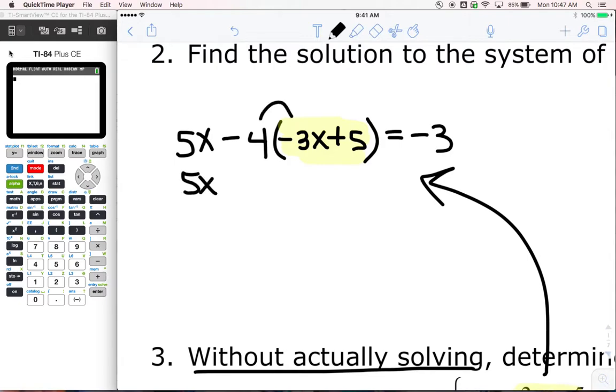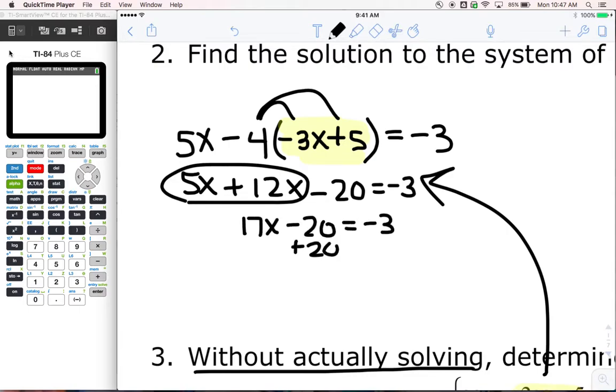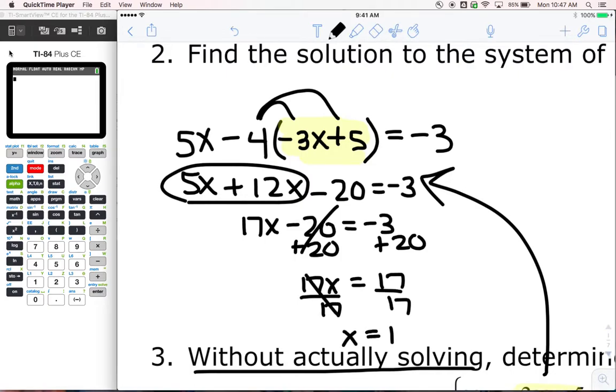We've got 5x plus 12x minus 20 equals negative 3. We've got like terms here on the same side, so we've just got 17x minus 20 equals negative 3. We're going to add 20 to both sides. So I've got 17x is equal to 17. Finally, divide by 17 to show that x is 1.